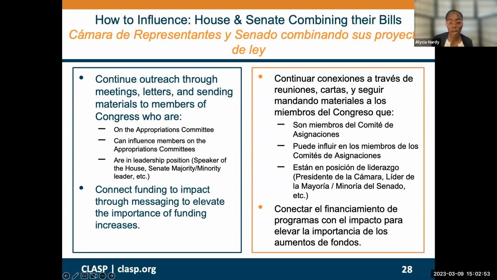It is important that in the House, most often that advocacy will focus on people who are in those specific districts and who are their congressional members, whereas in the Senate, it can be broader and you can reach out to people who are representing your specific state. And you can do this advocacy and continue to reach out to members of Congress connected to these committees by continuing to connect the impact and need of funding through messaging to elevate the importance of those funding increases. So be very specific about what these funding increases mean and how they will impact change.